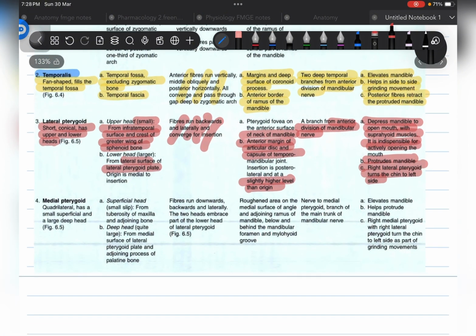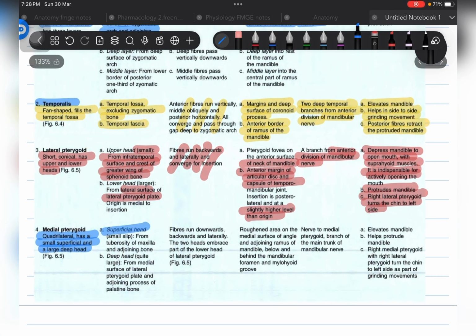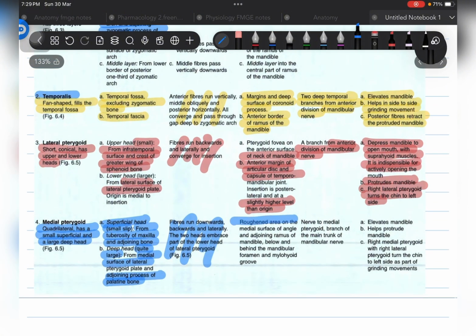Now, the last one, medial pterygoid, which is quadrilateral, has a small superficial and a large deep head. So, the origin is superficial head, that is small slip from tuberosity of maxilla and adjoining bone. The other one is the deep head, that is quite large, from medial surface of lateral pterygoid plate and adjoining process of the palatine bone. Now, the insertion is roughened area on the medial surface of angle and adjoining ramus of the mandible, below and behind the mandibular foramen and mylohyoid groove.